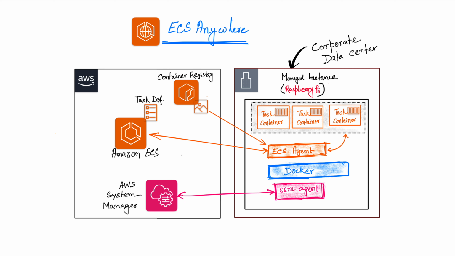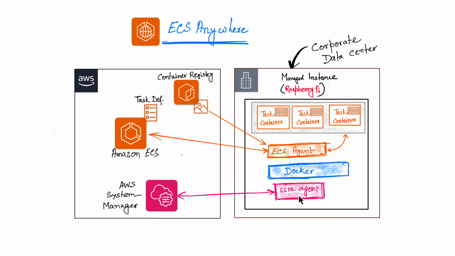Before I jump into the AWS console, let me quickly explain what we are going to do here. On the right side, this is my Raspberry Pi data center, and I will register one Raspberry Pi instance to this Amazon ECS cluster. To register, I have to install the SSM agent, Docker, and this is obvious because we are going to run everything as containers here, and the ECS agent.